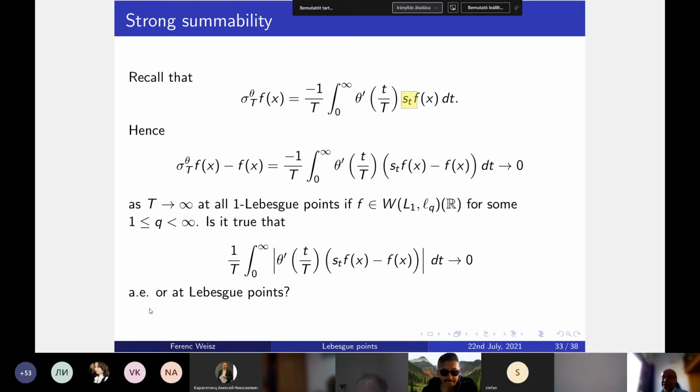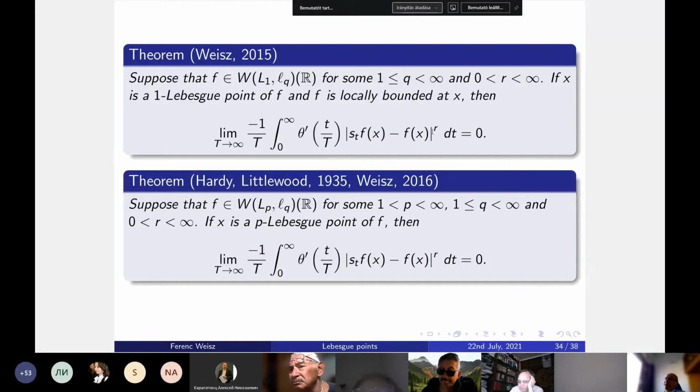The short answer is yes and no. But more precisely, theta is usually a decreasing function. Then theta prime is negative. So it is enough to take the absolute value of the difference. I will do this. And I can write here instead of the absolute value the power r. If this limit is equal to 0, then I say that f is strongly summable.